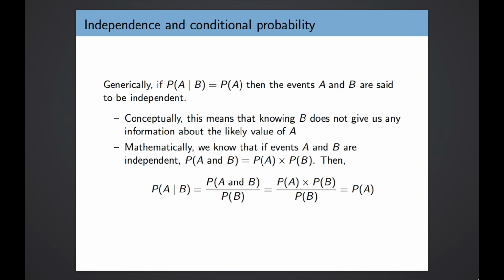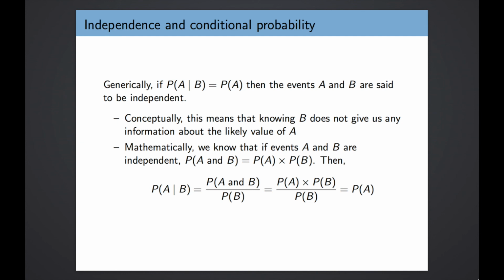If the probability of A conditional on B is just equal to the probability of A, this means that the events A and B are independent. That just means that the probability of A doesn't change based on what the outcome of B is. So knowing B doesn't give us any information about the likely value of A.